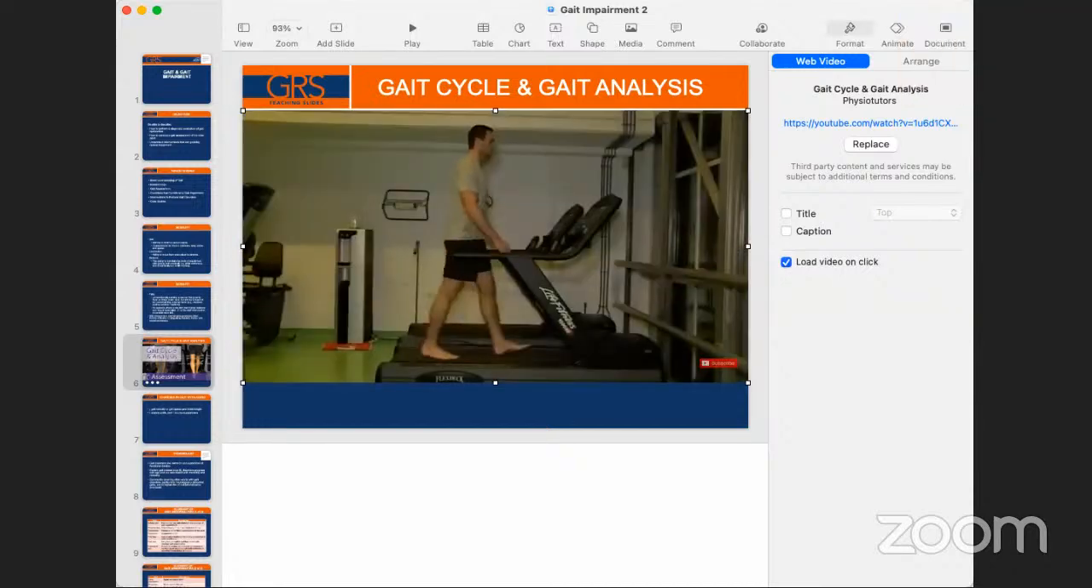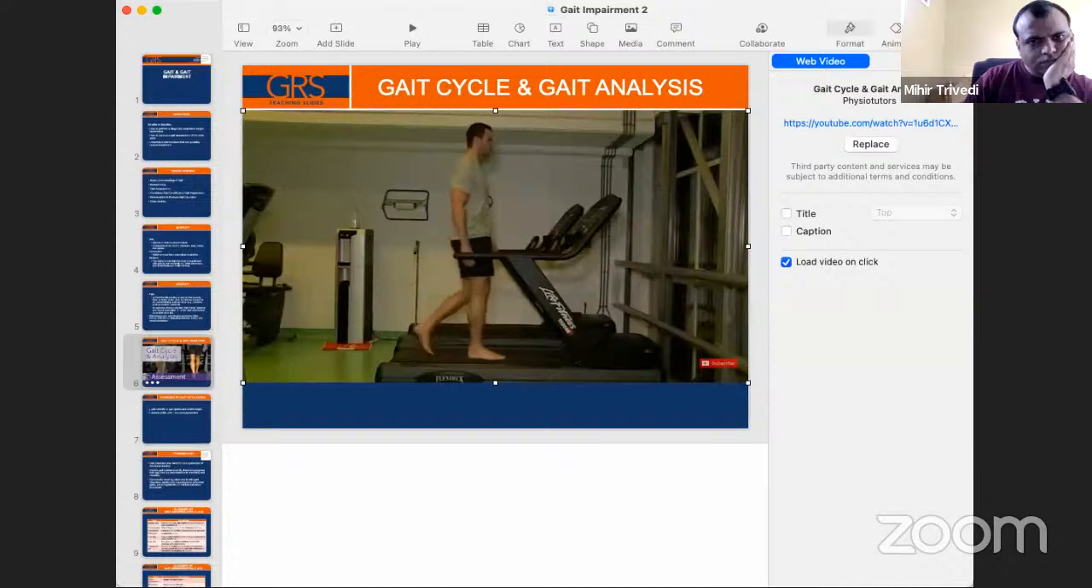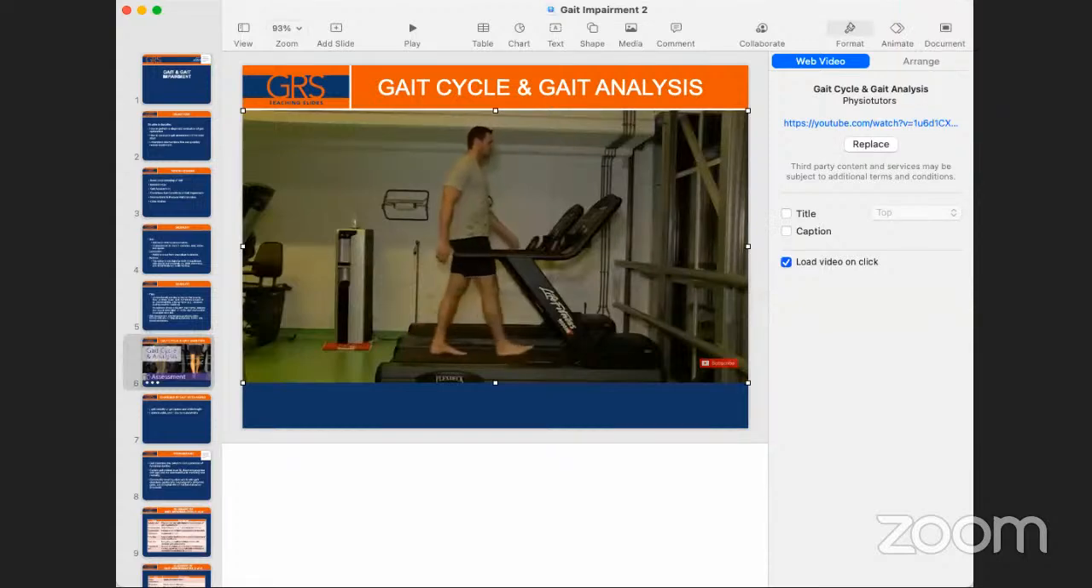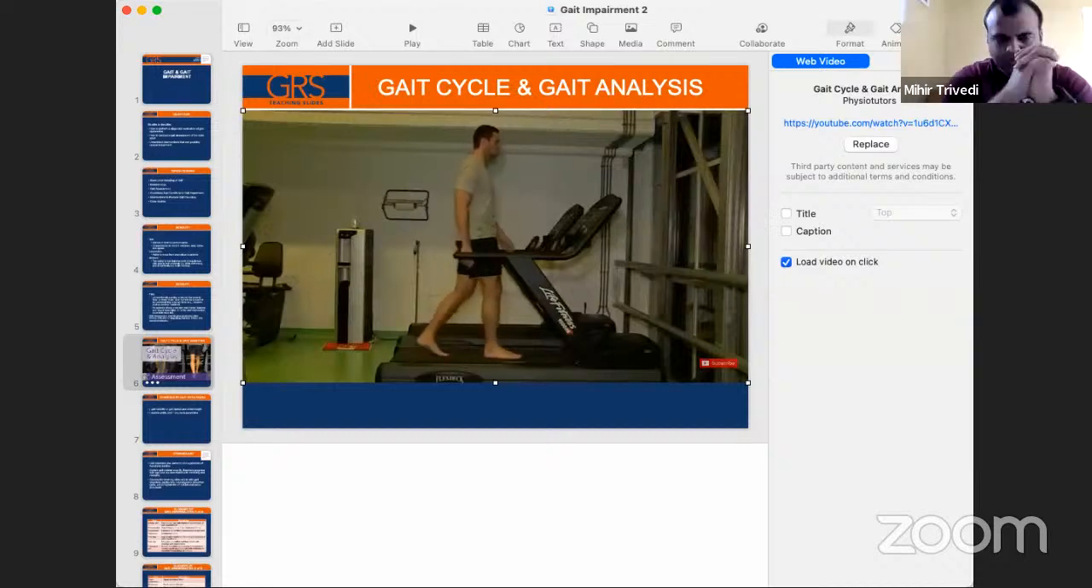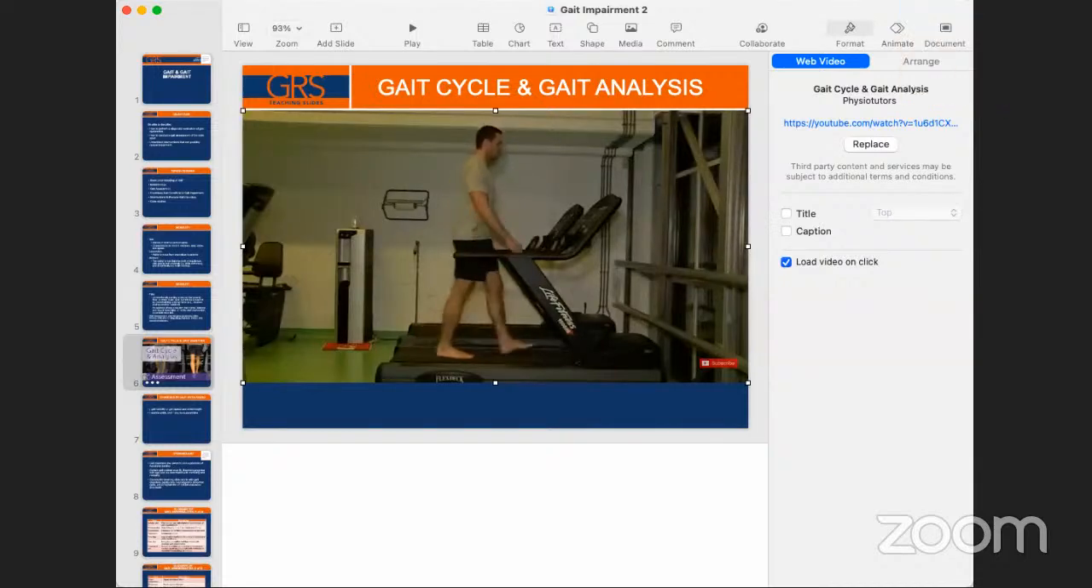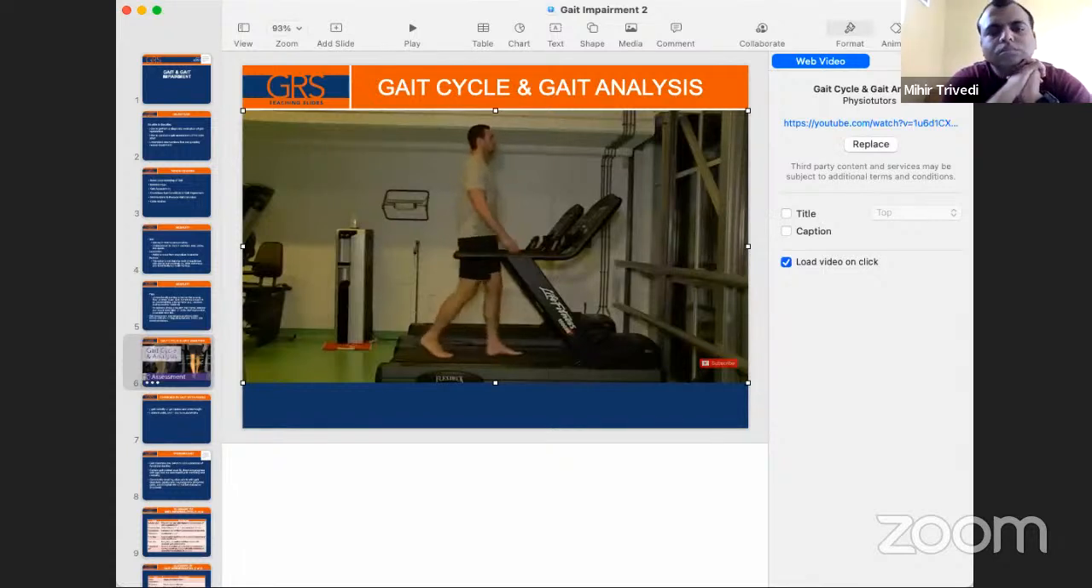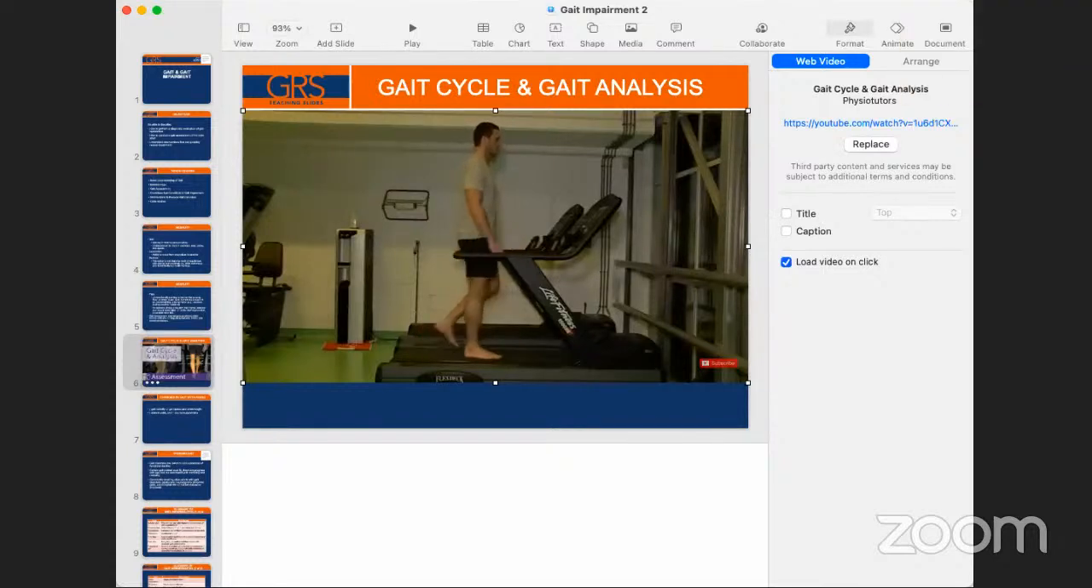Now let's begin by looking at the 2 phases of the gait cycle. First, there's the stance phase. It accounts for 60% of the full gait cycle. During stance phase, the right foot is always in contact with the floor, hence the term stance. In the swing phase, which makes up 40% of the gait cycle, the right leg is, you guessed it, swinging.